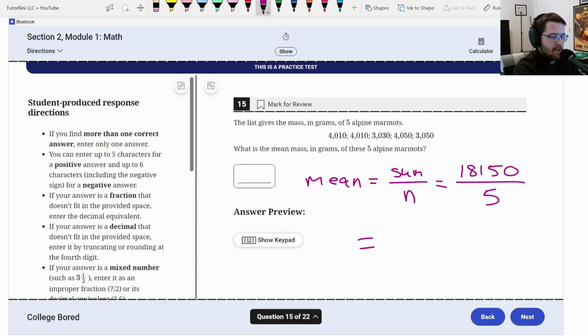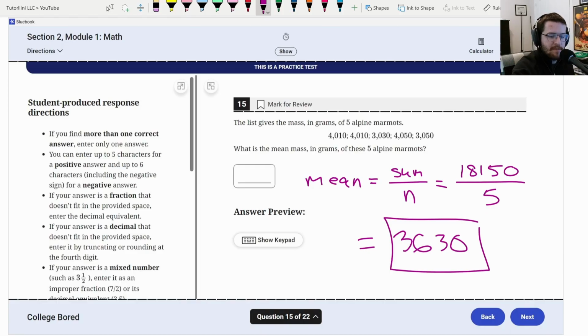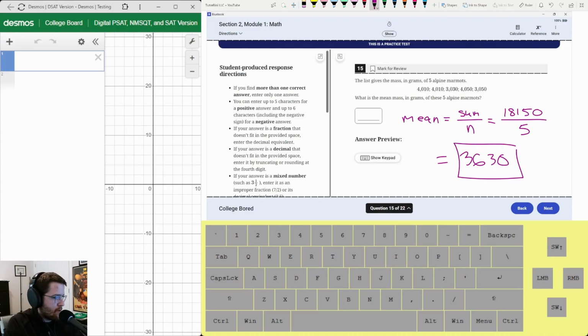18,150 divided by 5 should give you 3630. We could also compute the mean of a list on Desmos. Let's go do that now. Okay, first things first, guys.